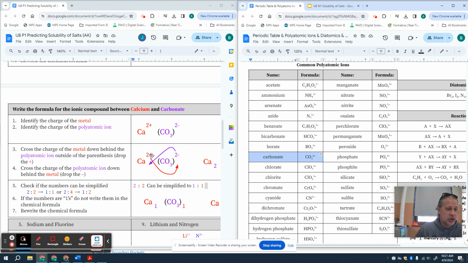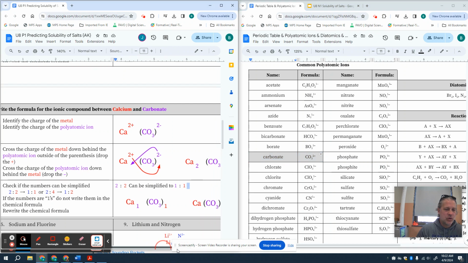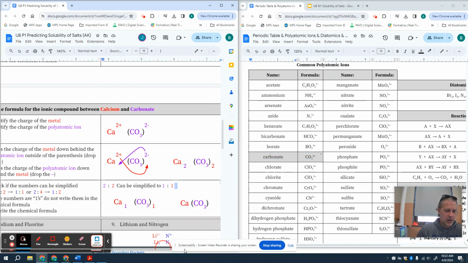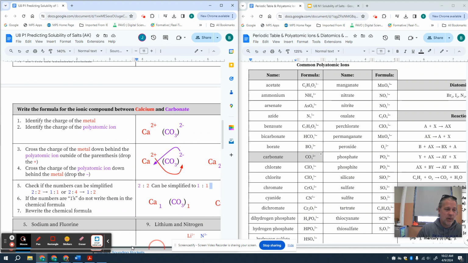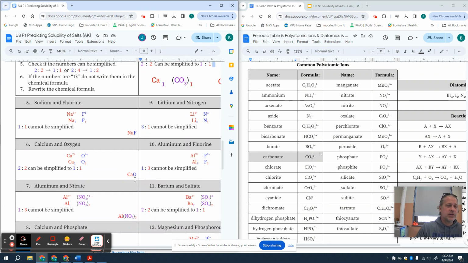So I took the charge of the metal and put it down behind the carbonate, and I took the charge of the polyatomic ion and put it down behind the metal, and I got Ca2(CO3)2. We know that 2 to 2 can be simplified to 1 to 1, and we don't write 1, so it becomes CaCO3. So that was a brief tutorial about how we write these formulas for compounds.